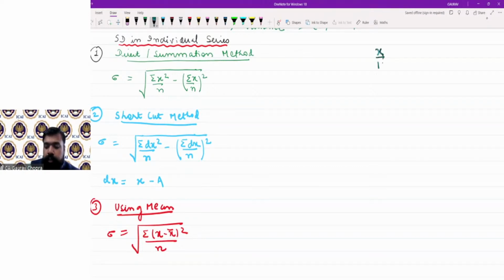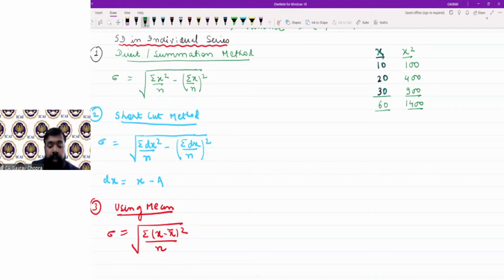X is 10, 20 and then 30. Now, as per direct method, what is the requirement? The first requirement is sigma x. So we write the total of all the observations. What is the total here? It is 60. Then we also require x square. So it is 100, 400 and 900. The total comes to 1400.